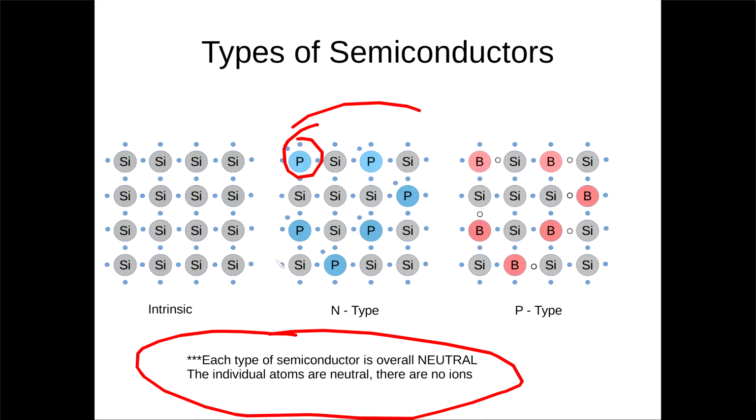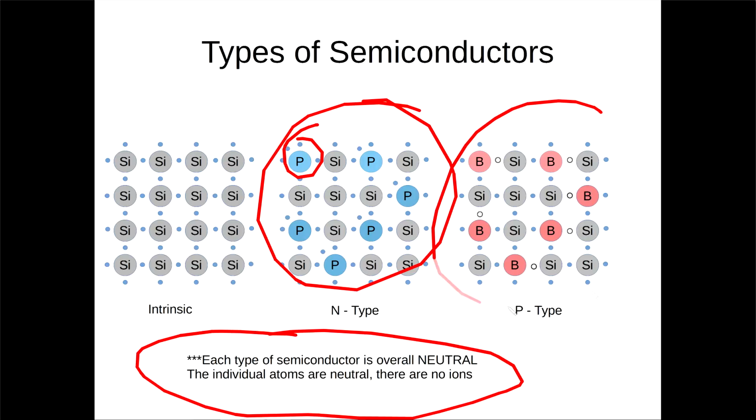So this structure as a whole is neutral. It's not negatively charged, and this whole structure here is neutral. These boron atoms, even though yes they are missing this electron, really they also have one less proton inside the nucleus as well. So they are overall neutral.